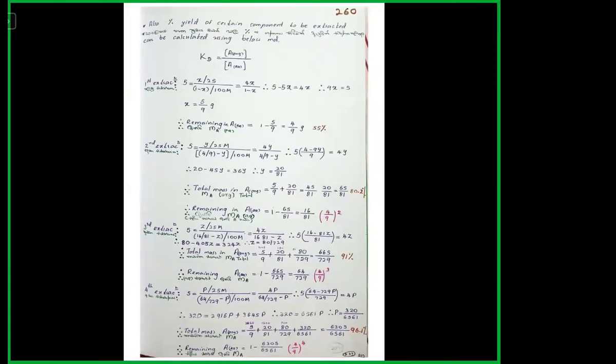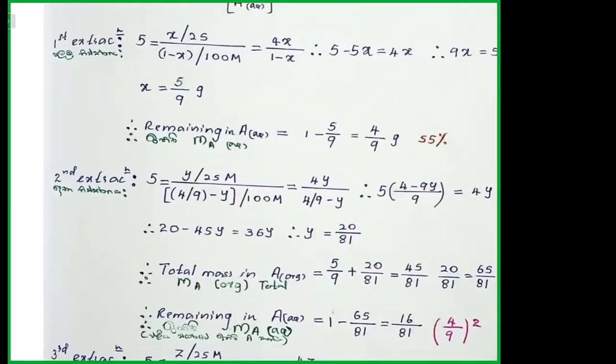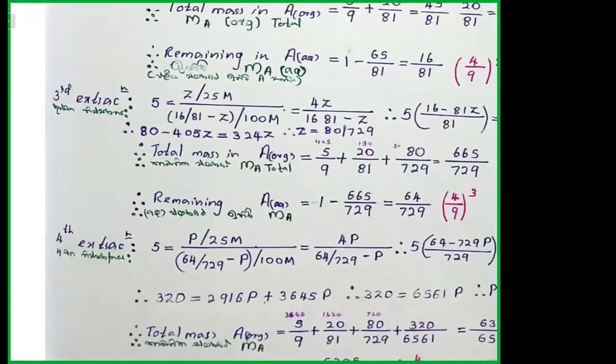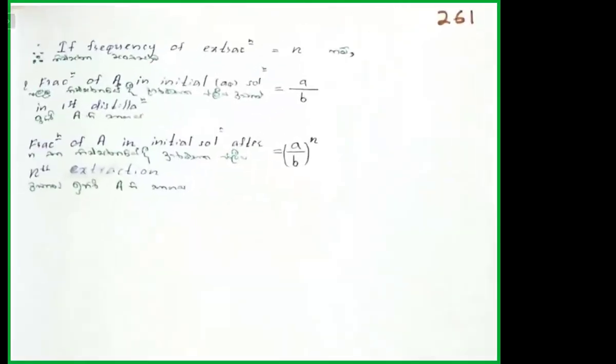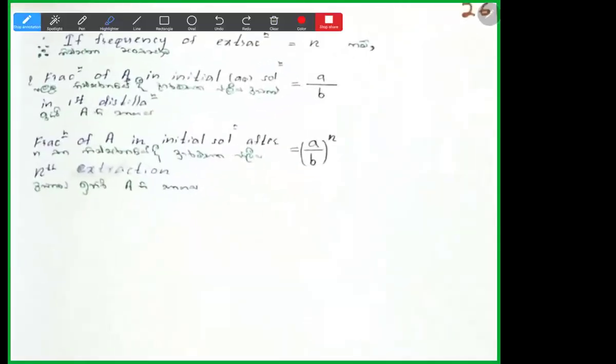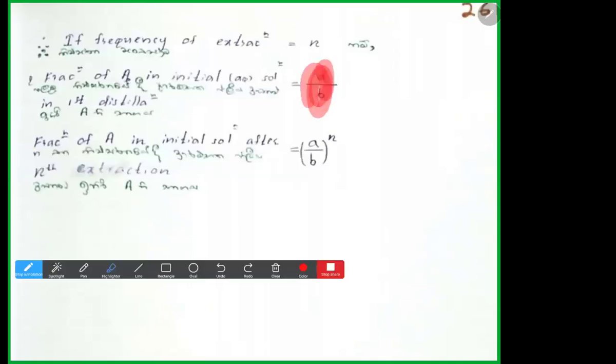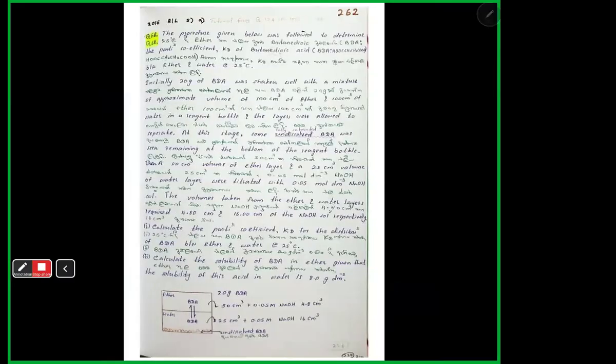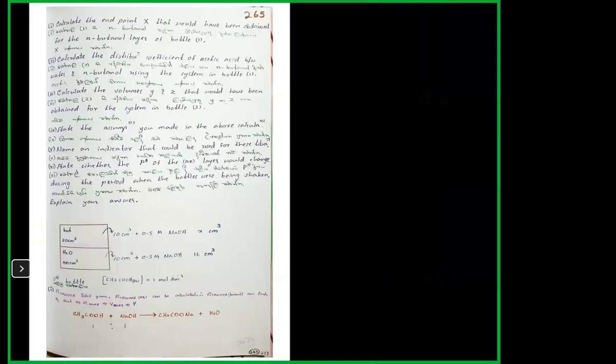This sort of calculation is really frustrating, going with the first extraction, second extraction, third extraction, and fourth extraction. So we use this little trick for that. If the remaining after the first extraction is a over b, then after the nth extraction the remaining becomes (a over b) to the power n, where n is the number of extractions. Clear that? We have a couple of questions in the theory note as well. Sorry, in our tute. A little more, I think, is there.